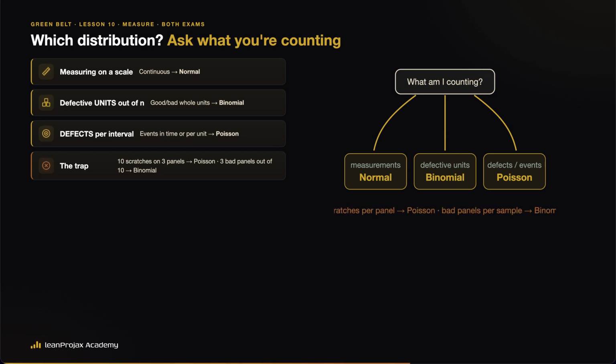10 scratches on 3 panels is Poisson territory. 3 bad panels out of 10 is binomial. Say the sentence, "What am I counting?" before you pick. It's the whole skill.